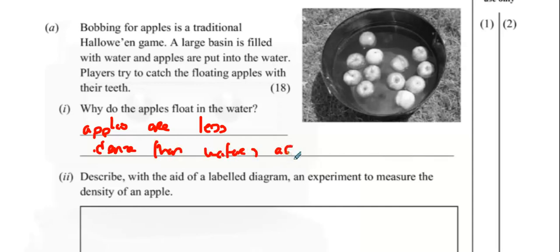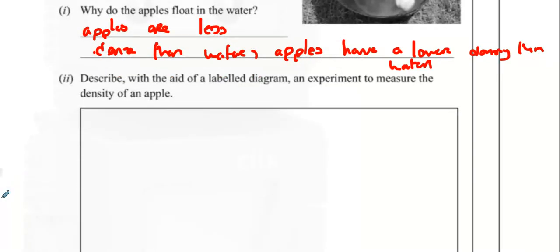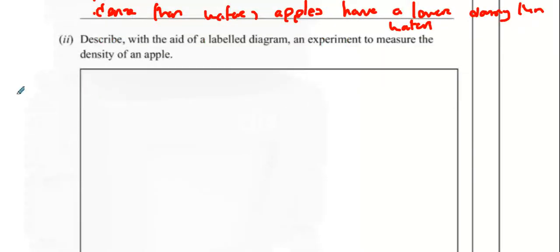Or apples have a lower density than water. Okay, describe with a labeled diagram how to measure the density of an apple. Okay, so first thing we need is density equals mass over volume. So we need to get the mass. The mass is the easy one.